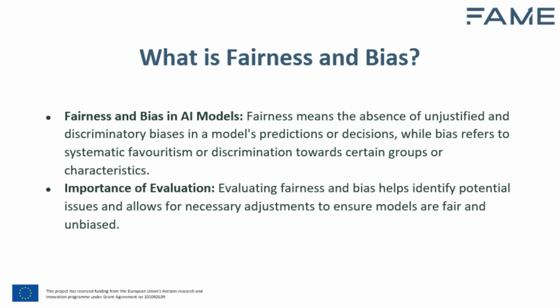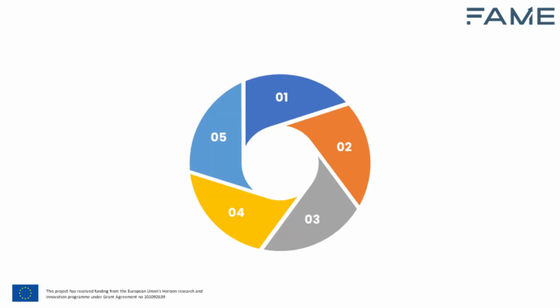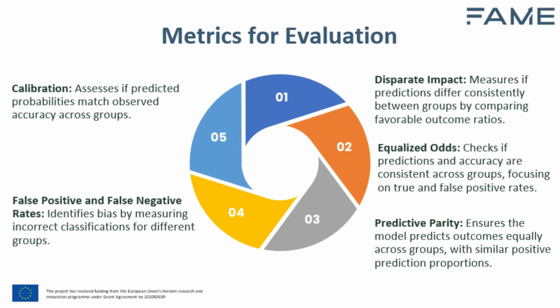To begin evaluating fairness and bias, we need to replicate the AI model's behavior. This can be done by using a dataset and the model's predictions on that dataset. It is crucial to have access to both the input data and the model's outputs to analyze and evaluate the model's fairness. Next, we need to choose appropriate metrics to evaluate the fairness and bias of our AI models.